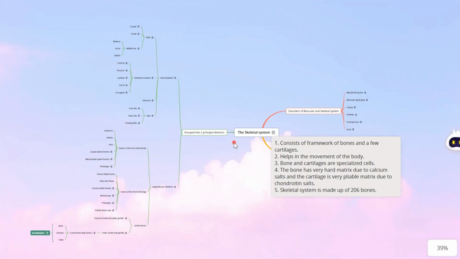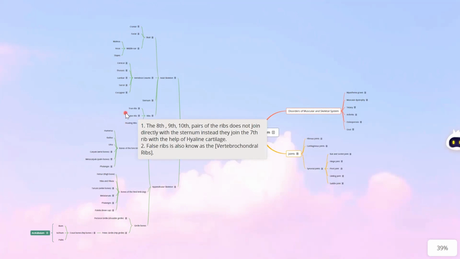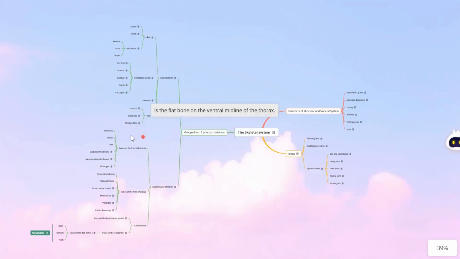Even if you don't know how to draw those diagrams, you need to at least know where everything is located. For example, true ribs, where they are located, false ribs, where they are located, floating ribs, where they are located, these you need to know. So you need to learn the labelled diagrams of the ribs, the skull, the vertebral column, then the hind limbs and the forelimbs. These labelled diagrams you need to learn for this chapter, locomotion and movement.